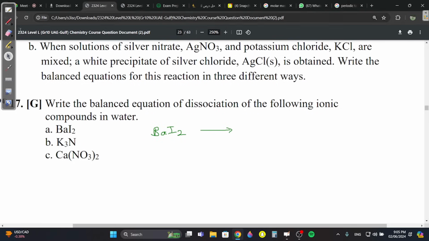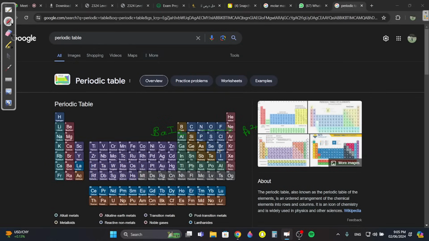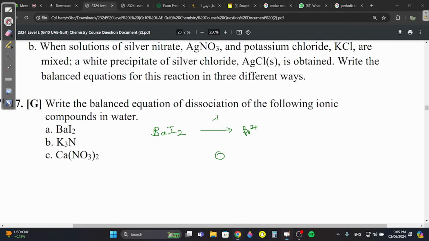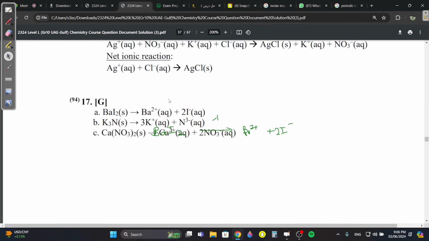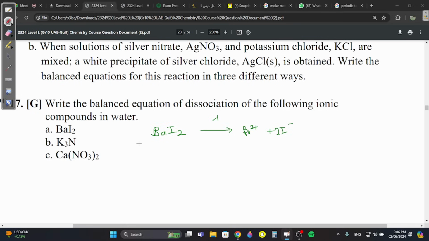Let's go back. Where am I? It's going to be Ba2 plus. And then I is group 7, which should be minus. I is over here, so it's minus 1. So it should be Ba2 plus and I minus, but you need to balance, so it will be 2I minus. Let me make sure, is that the correct answer? Yeah, 2I minus. Then K3N produces, K is in group 2, I think.